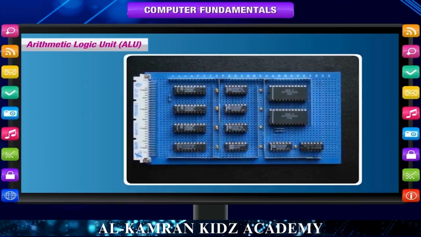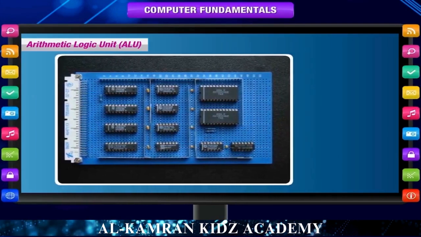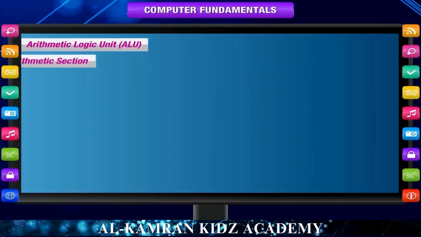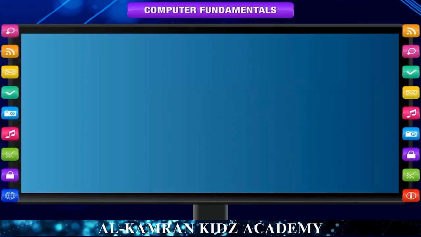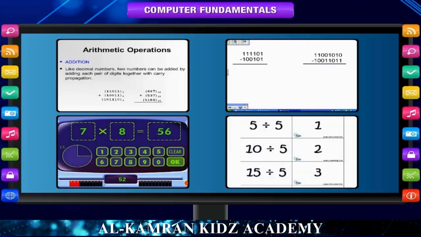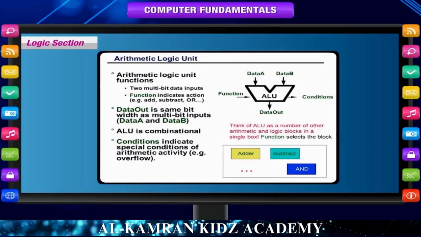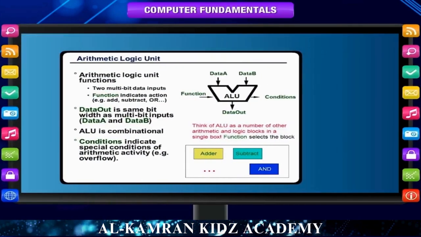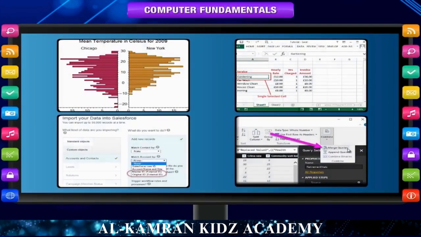Arithmetic Logic Unit or ALU. The Arithmetic Logic Unit consists of two sections, namely, the Arithmetic Section. It performs arithmetic operations like addition, subtraction, multiplication, and division. All complex operations are done by making repetitive use of the above operations. Logic Section. It performs logic operations such as comparing, selecting, matching, and merging of data.